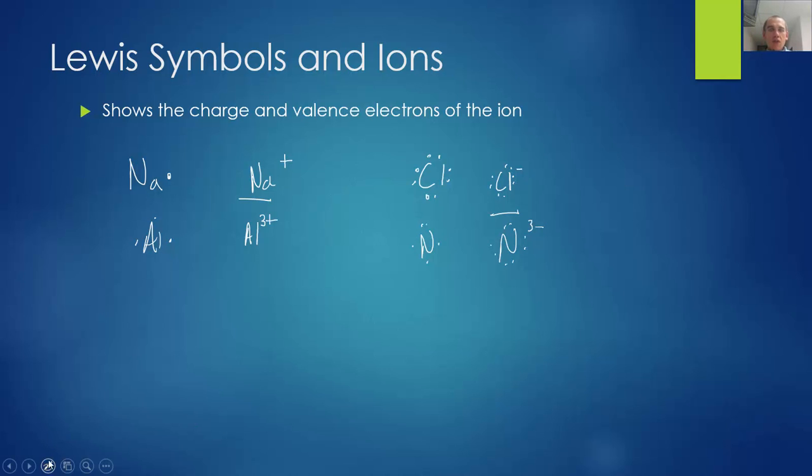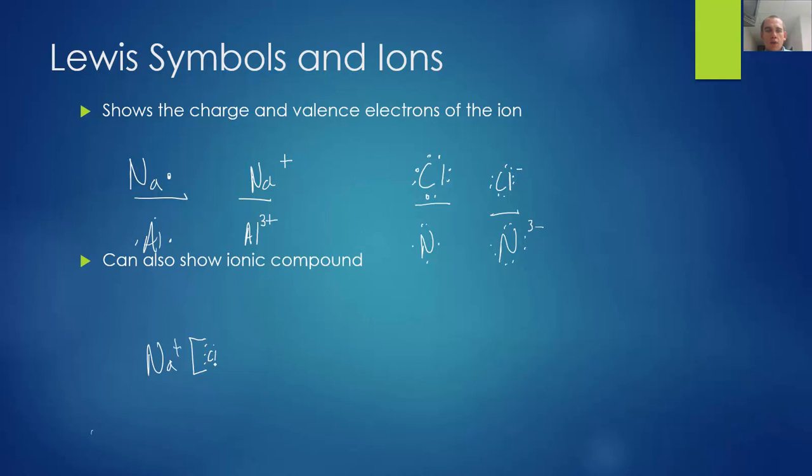Now you can also use a Lewis symbol to kind of symbolize or visualize an ionic compound, but we don't actually draw structures for them. So if we look at this sodium and chlorine, we could actually have Na plus and then Cl with 1, 2, 3, 4, 5, 6, 7, 8 minus, and that would be our compound for sodium chloride, but it's a heck of a lot easier to just go sodium chloride.